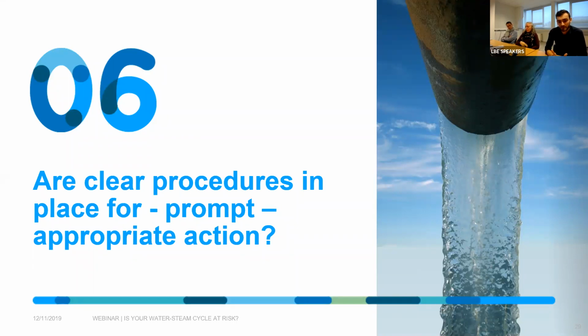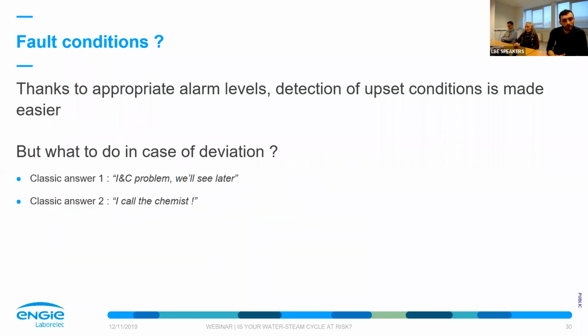We have defined all the steps to address the water steam cycle chemistry in a good way. And then in the end, what happens when there is an incident? That's the big question. Normally we can detect the upset conditions in a very easy way because we have good monitoring and good thresholds. So when there is deviation, we should be able to react. But what to do in case of deviation? The classic answer number one is, okay, this is an I&C problem. We'll see later. It's not my business. And the second answer is, I will call the chemist, when you have a chemist, of course.